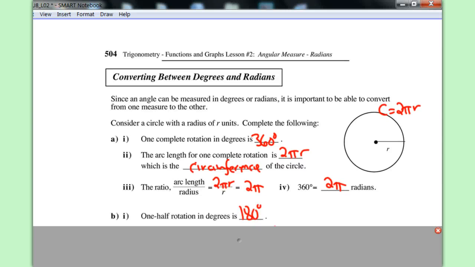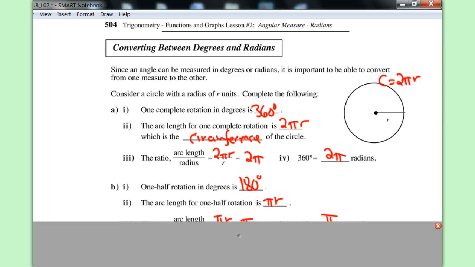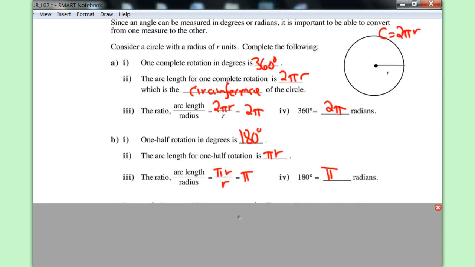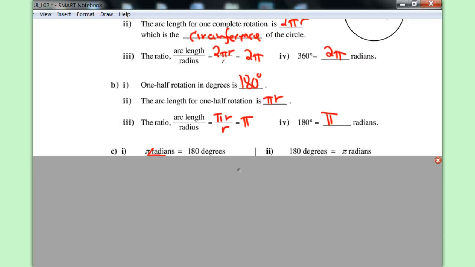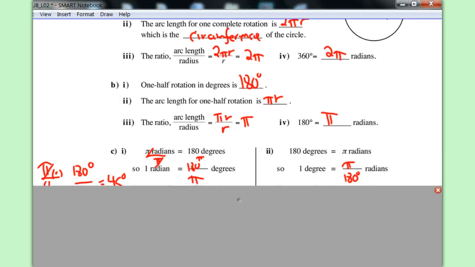So now we get this conversion factor: one half rotation must be 180 degrees. The arc length for one half rotation is pi r, so the ratio between pi r and the radius gives an angle for half rotation of pi. Therefore, pi is equal to 180 degrees. That makes sense: 2 pi around a whole circle, pi around half a circle. So if you want to know what 1 radian is, that's what these conversions are.